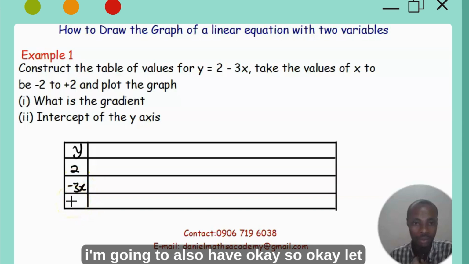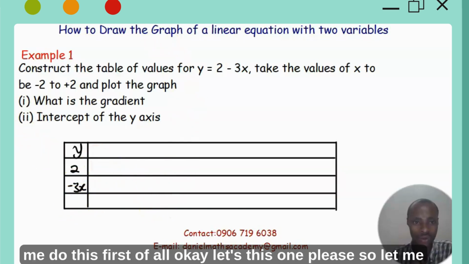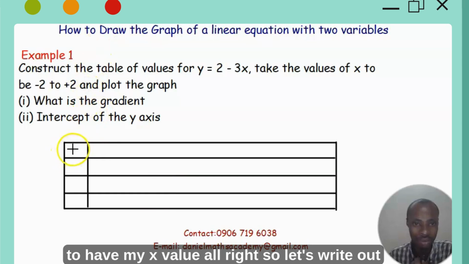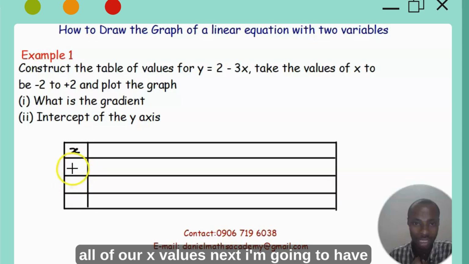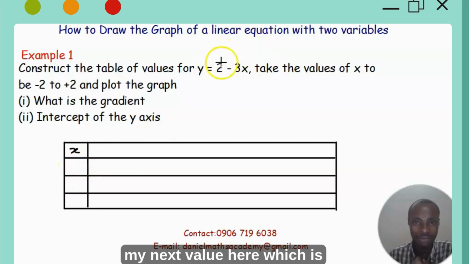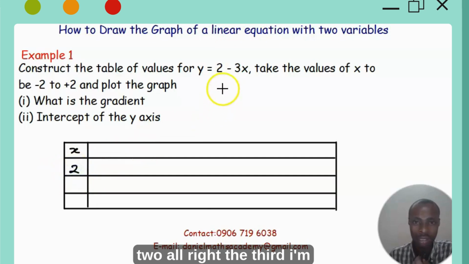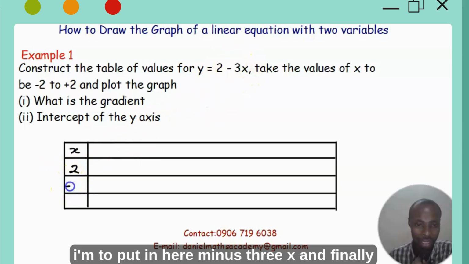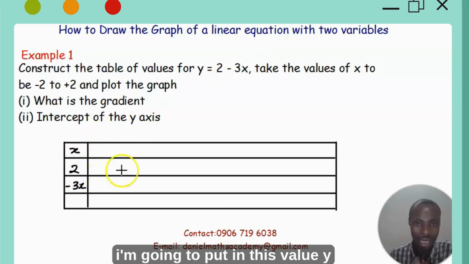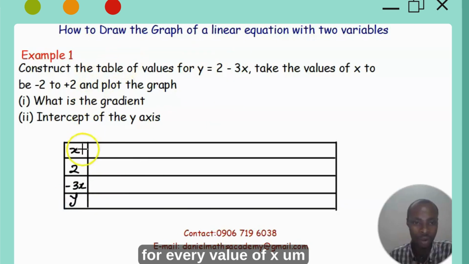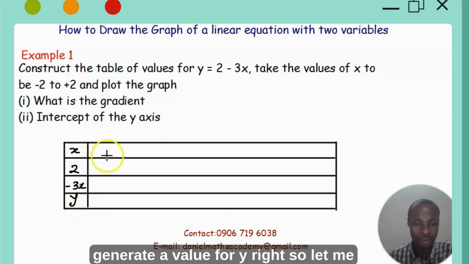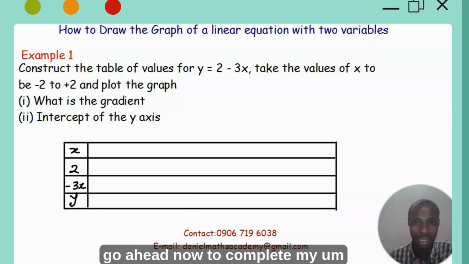So let me redo this. What I'm going to do first, I'm going to have my x value. All right, so let's write out all of our x values. Next I'm going to have my next value here, which is 2. The third I'm going to have is minus 3x. And finally I'm going to put in this value y. So this is my y value. For every value of x, after solving all of this, I'm going to generate a value for y. So let me go ahead now to complete my values.